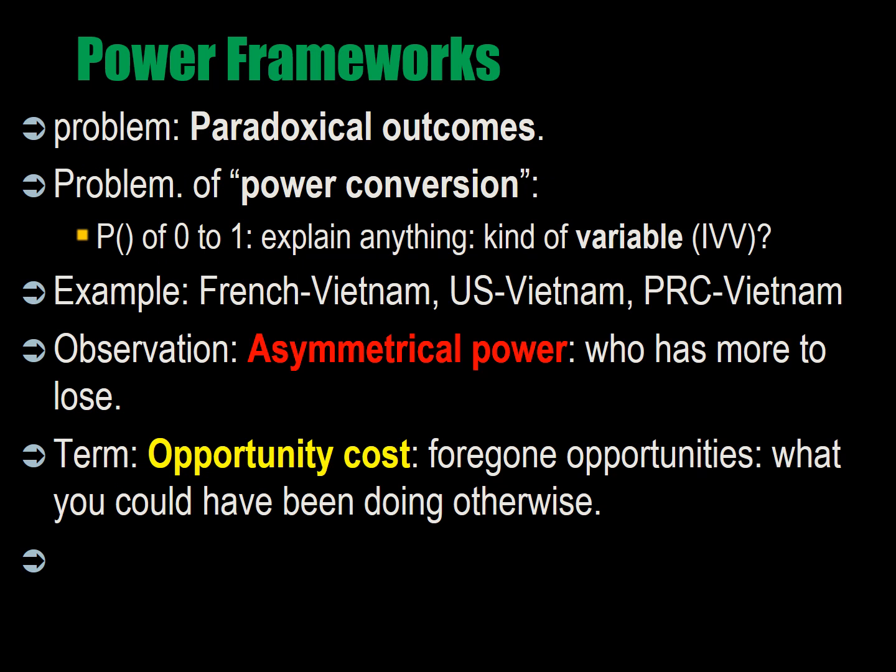A not uncommon issue with the exercise of power is paradoxical outcomes. Paradoxical outcomes are when a seemingly weaker actor defeats a stronger actor. And we have plenty of examples of wars. For example, the French being defeated in Vietnam, and then the US being defeated in Vietnam, and then the Chinese being defeated in Vietnam in 1979. So we have this peculiar conclusion, which is that Vietnam is immensely powerful. But of course we know this is not true.